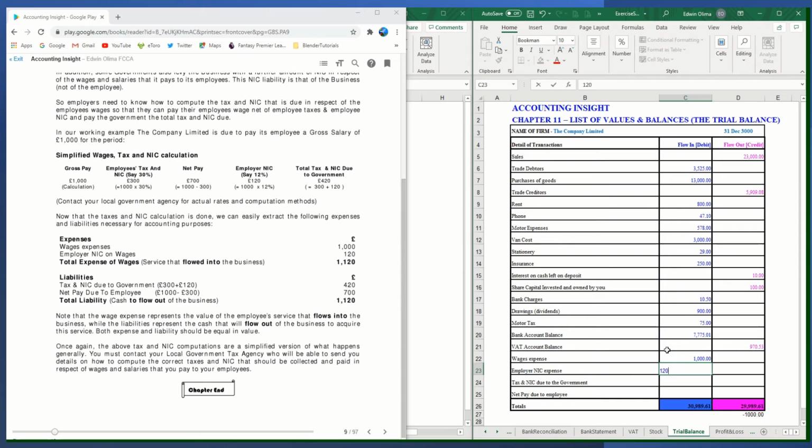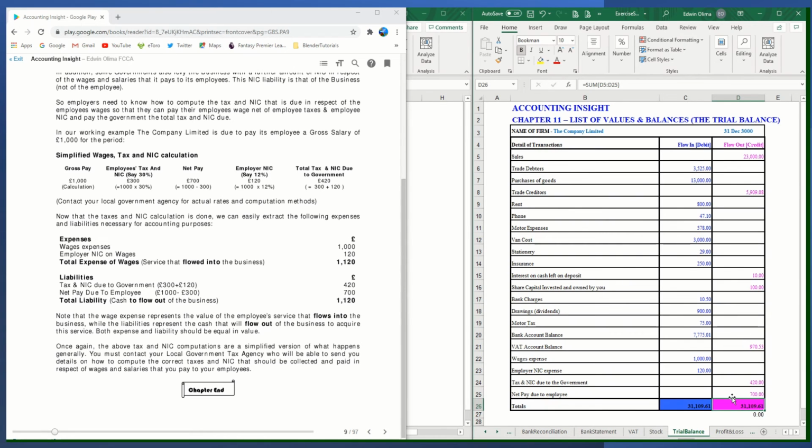Type that in. And then next one will be the tax and national insurance that is due and payable to the government, so that would be a credit. And if you remember our double entry, so we had our expenses and then our liabilities. So we got £420 national insurance tax payable to the government, 420. And the last item is the net pay due to the employee. We worked out was £700. Put that in. And there we go.